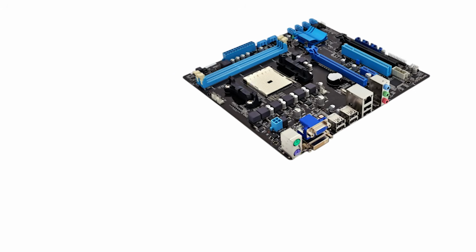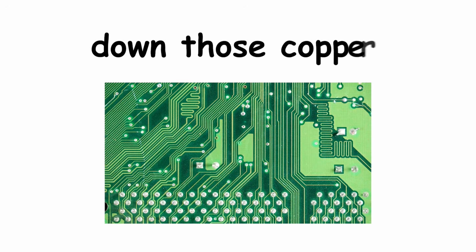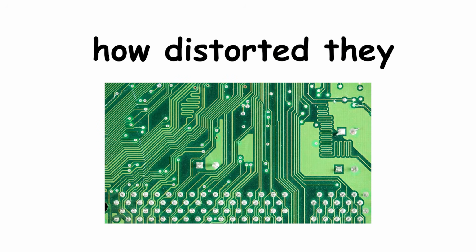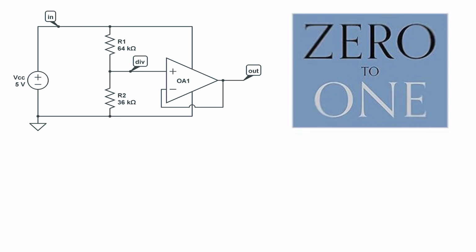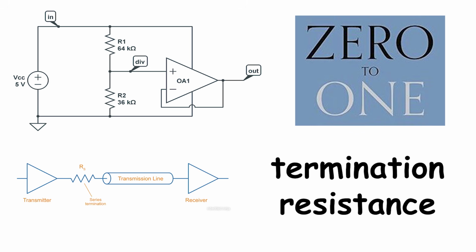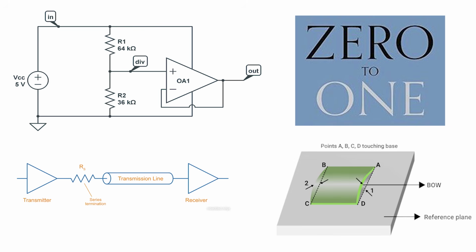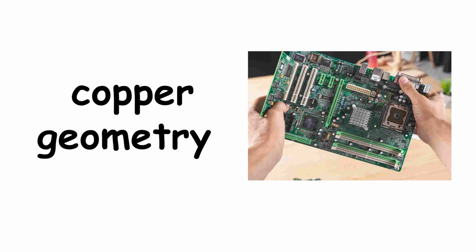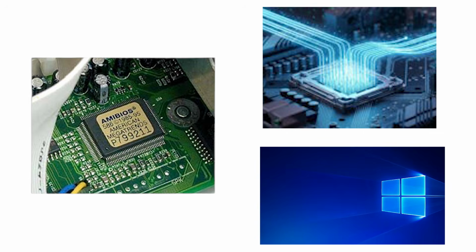Your motherboard was running a negotiation between its firmware and your RAM. It sent test patterns down those copper traces and measured how distorted they were by the time they arrived. It adjusted the read and write reference voltages, the thresholds that define what counts as a 1 versus a 0, and tuned the termination resistance to compensate for the specific crosstalk and reflection characteristics of that particular board's copper geometry. Every board is slightly different. Every memory kit is slightly different. The training process is the system finding the stable operating window where all of those variables line up.